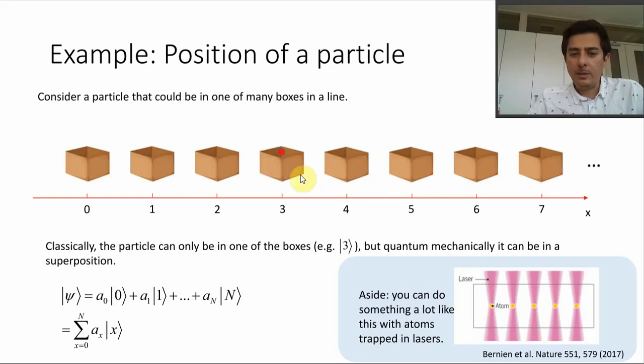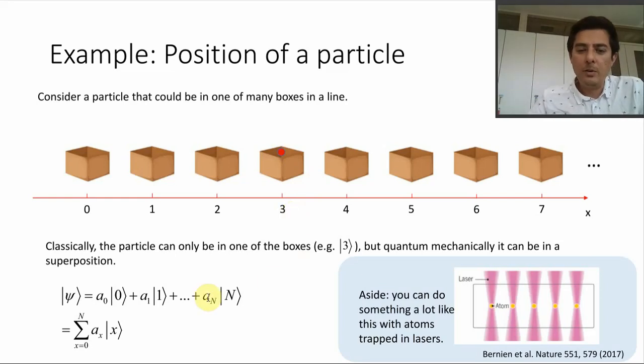This red particle, for example, is in box number 3, which is labeled according to where it is in this line. It's in position number 3, so the particle is at position number 3 in this case. Classically, of course, the particle can only be in one box at a time. But as we know from quantum mechanics, the particle can actually be in many of the boxes, or even all the boxes, at the same time.